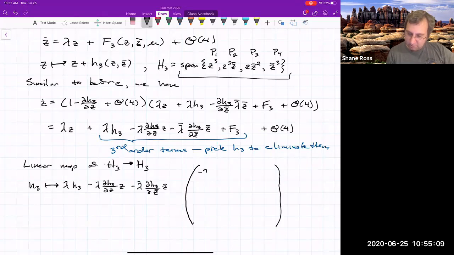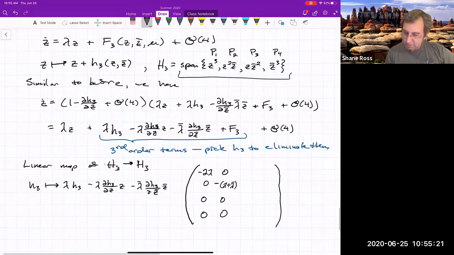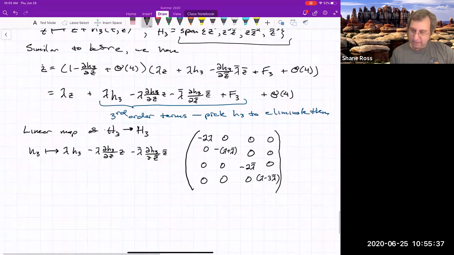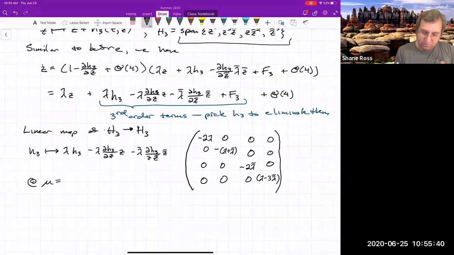We'll get negative 2 lambda, 0, 0, 0, 0, and then negative lambda plus lambda bar, 0, 0, 0, 0, minus 2 lambda bar, 0, and then 0, 0, 0, lambda minus 3 lambda bar. And now remember, we're evaluating at mu equals 0. So lambda equals i omega, lambda bar is negative i omega.